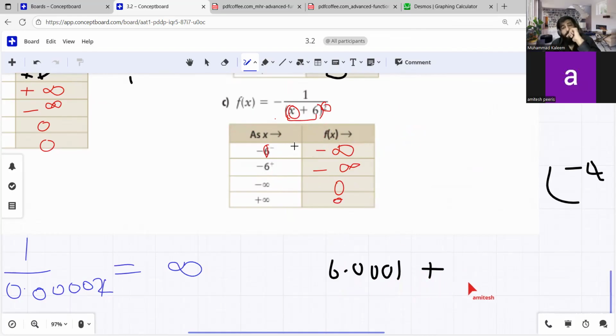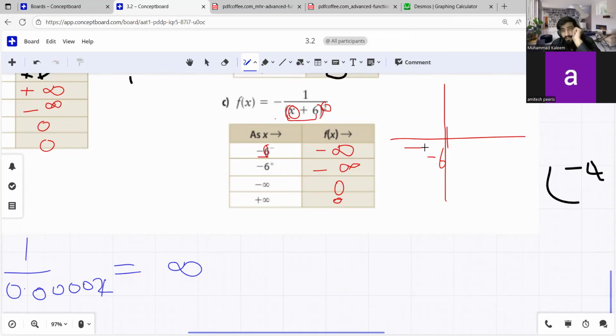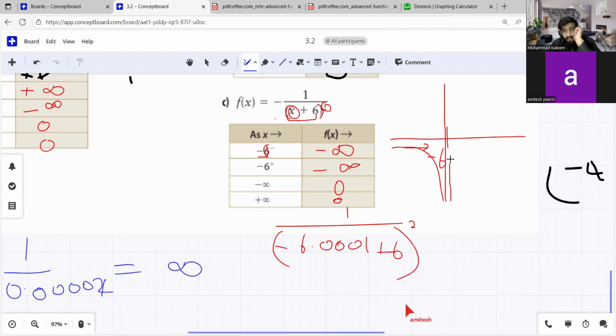Okay, wait. It's -6, right? We have to select -6. X must be -6, -6.0001. -6 needs to be approached from the side, so it will be -6.00, like this. So definitely it is negative, -0.0001. And then 1 over a square of a negative 0 point is negative infinity. Oh, okay. So then it's going down. It will be like this, and it will be like this as well.